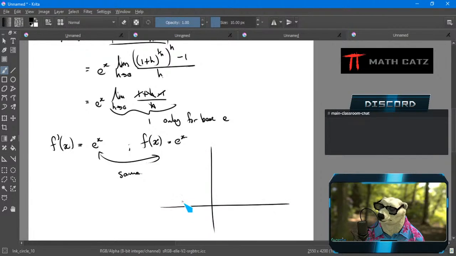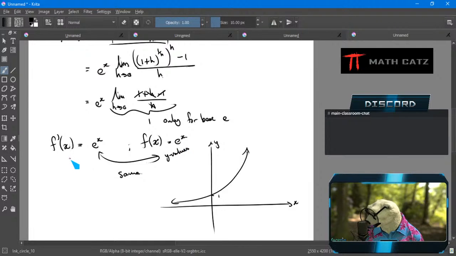Remember, it's an exponential function. It's positive, so I can graph it. There it is. But if I take this as the base, remember this is the original function. These are the y values. This is the derivative. That's the rate of change.